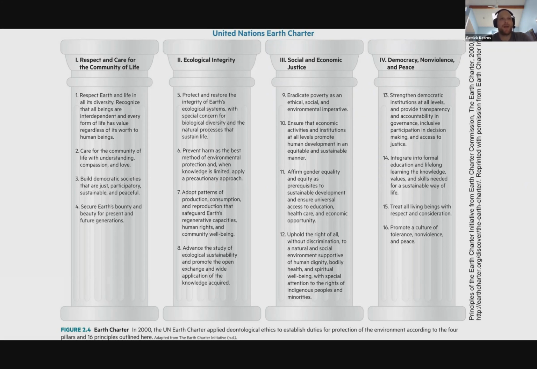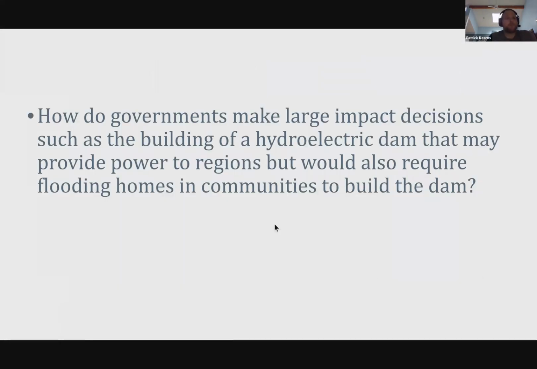Something like building a dam has massive ecological consequences. Think about the Hoover Dam, right? Lake Tahoe exists because of the Hoover Dam, right? But it had massive ecological consequences just building it. So how do we do something as large as, say, the Hoover Dam that provides power to thousands of people, but also requires massive destruction of natural resources or potentially flooding homes and communities to build said dam?